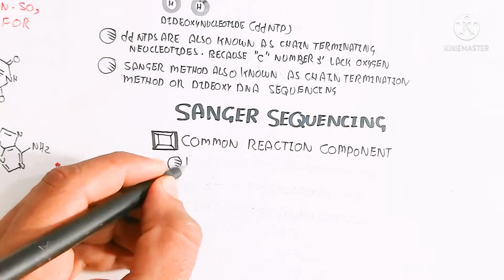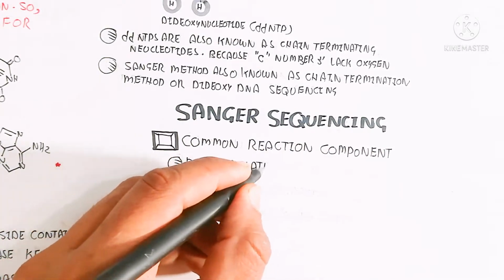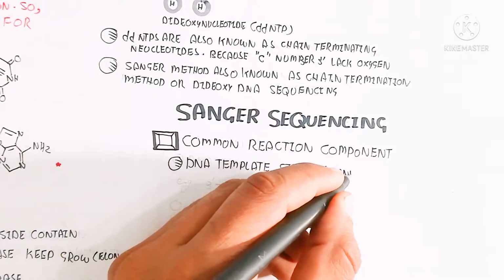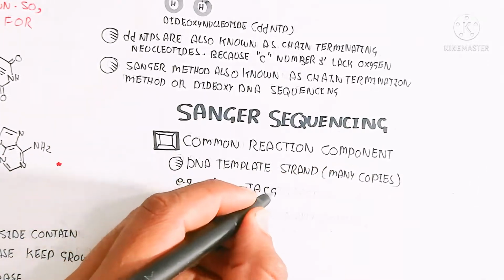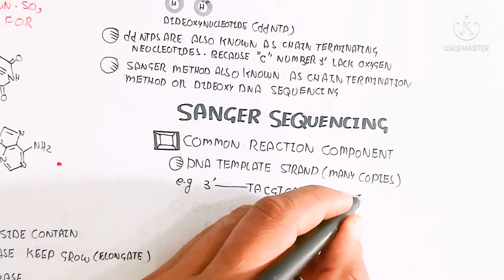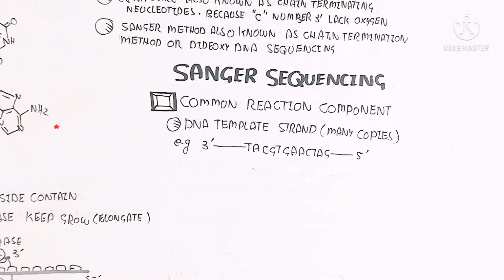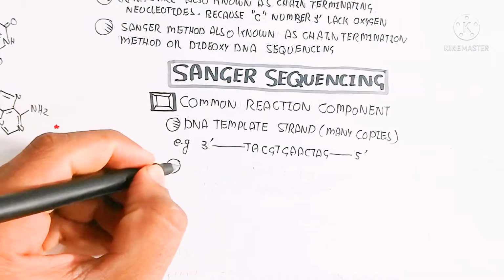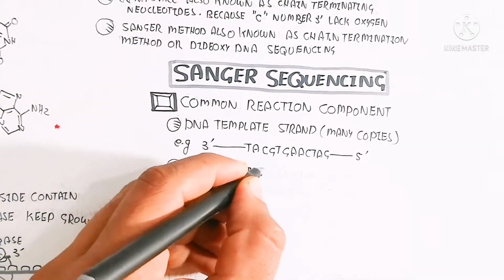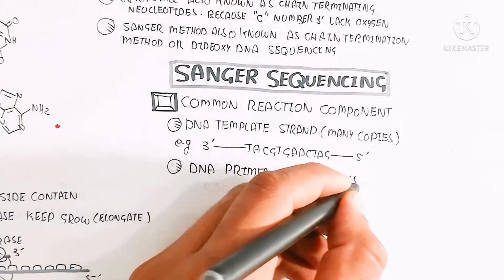So that is why it is very important. This dideoxynucleotide is used for the termination at different regions. In this way, let's begin to understand Sanger sequencing. The common reaction components are the DNA primer, with many copies, which is radiolabeled.